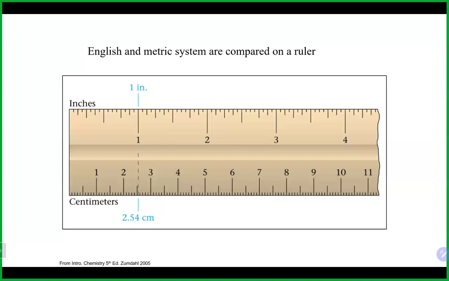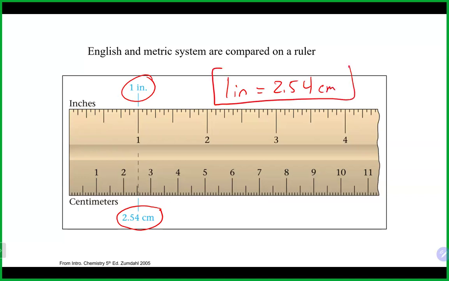This is a ruler, and the difference between the English system and the metric system. This is an inch, which typically we measure things in, and that equals 2.54 centimeters. We'll see it a little bit later, but that is a conversion they definitely want you to know as well. 1 inch is 2.54 centimeters exactly. So make sure you know that.